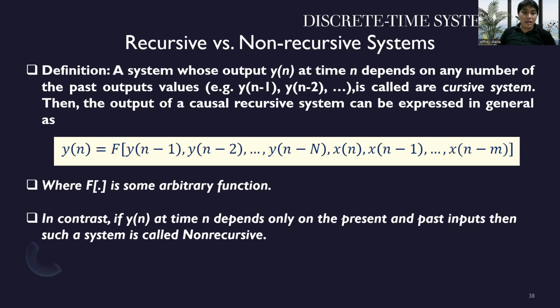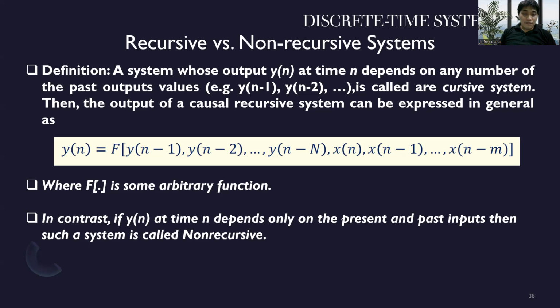the formula y(n) equals F[y(n-1), y(n-2), ..., y(n-N), x(n), x(n-1), ..., x(n-M)], where F is some arbitrary function, the mapping.